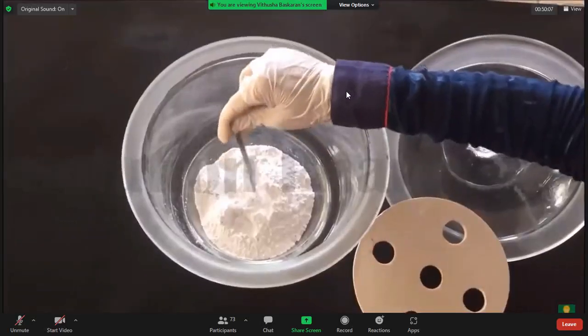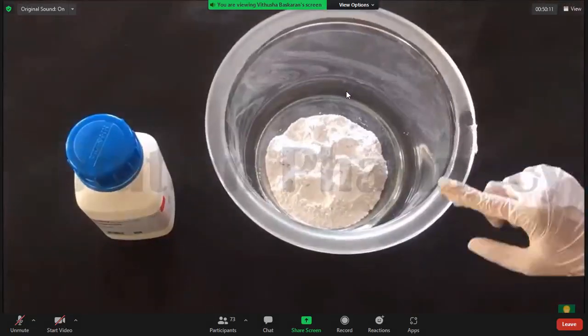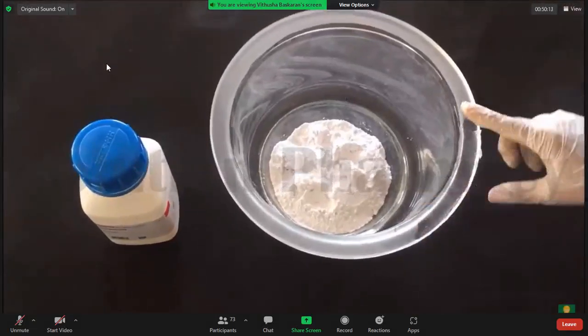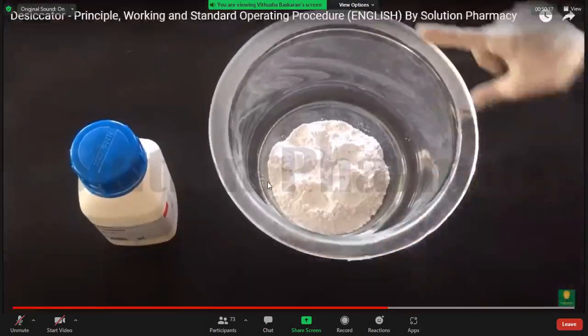After this, lubricate the glass rim of the desiccator lid. Here we will apply a thin layer of petroleum jelly, or you can also use paraffin wax or Vaseline, which are available in the market.